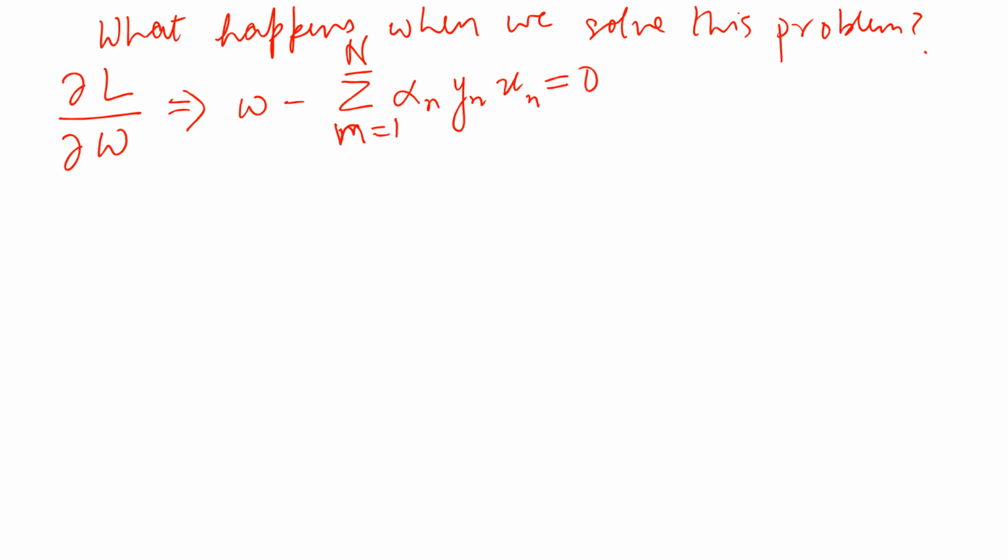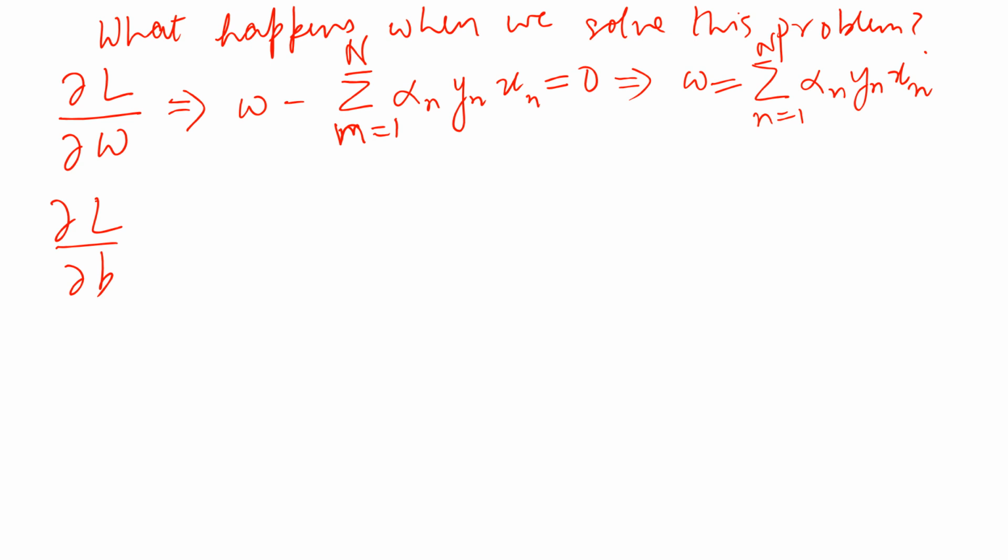So when I'm setting it, I already found the derivative, I set it equal to 0, and this implies that I'm going to get some w value, right? And so my w value is going to be the summation of n from 1 up to N, alpha n, yn, xn.